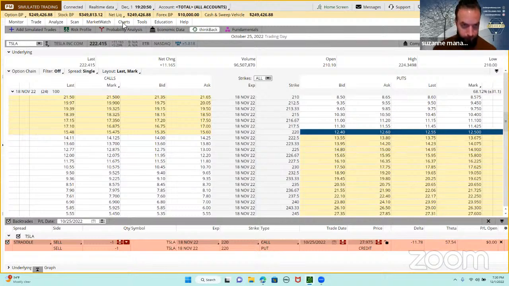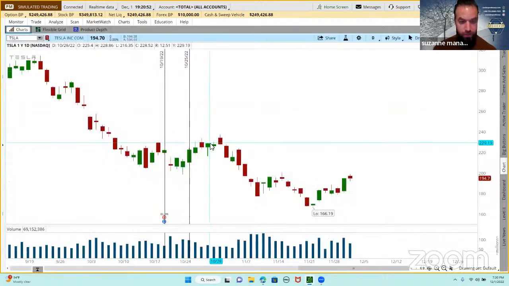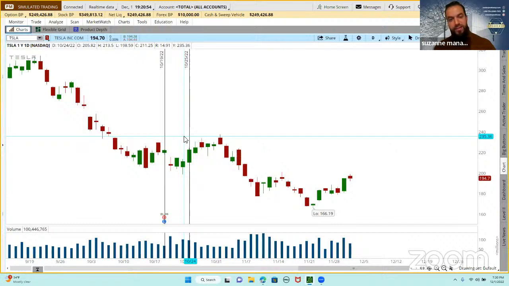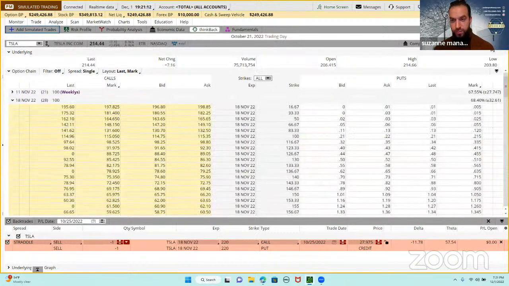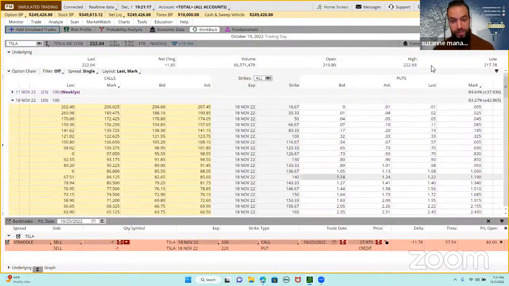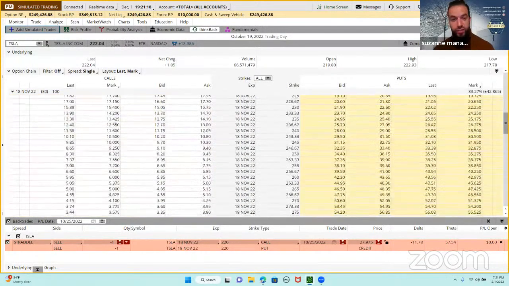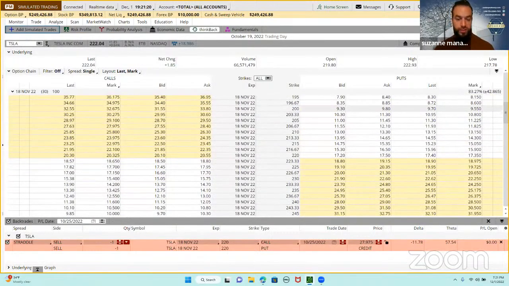And it gives us the idea of what those center strikes do when time and volatility decays against them. And so notice that volatility is now at 68% as opposed to 83%. That's a huge change, and that's a huge reason why this strategy works.